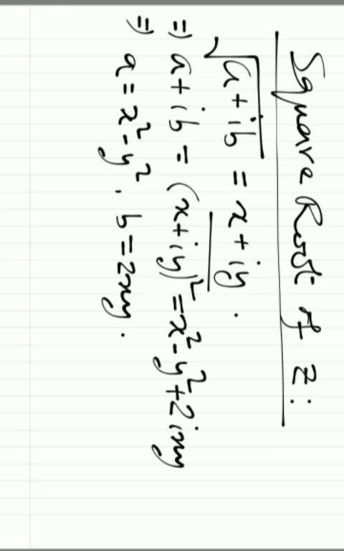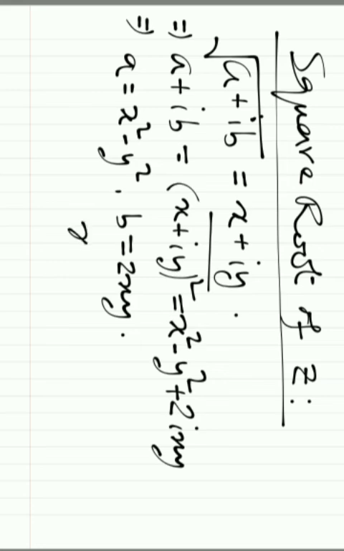From these two equations, simplifying, we can find the values of x and y in terms of a and b. And since a and b are given, we are done with the thing. So how can we solve this, how can we find the values of x and y from these equations?